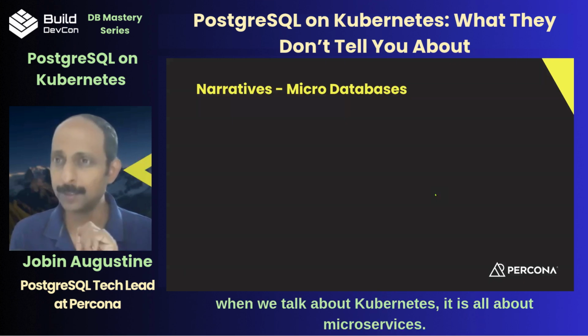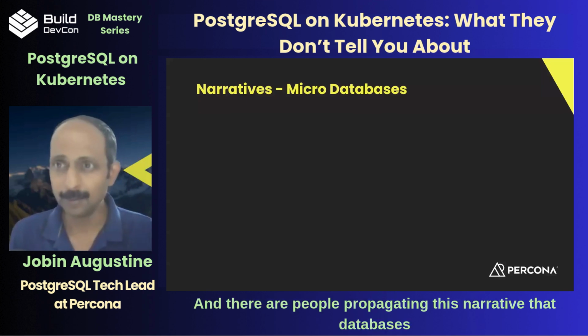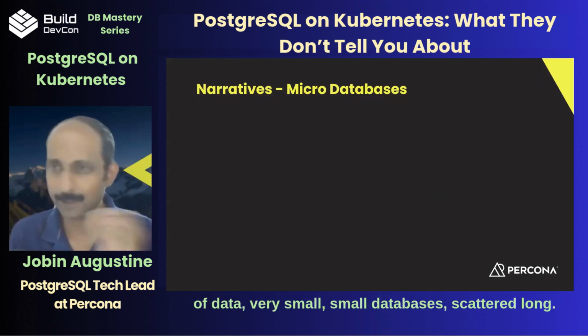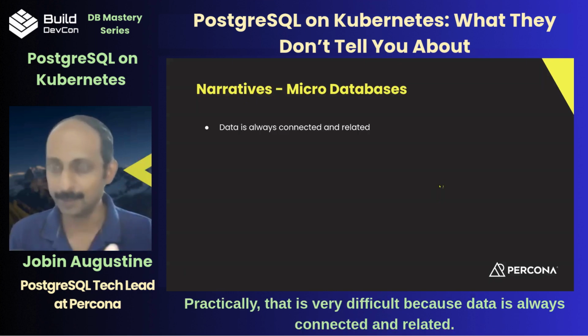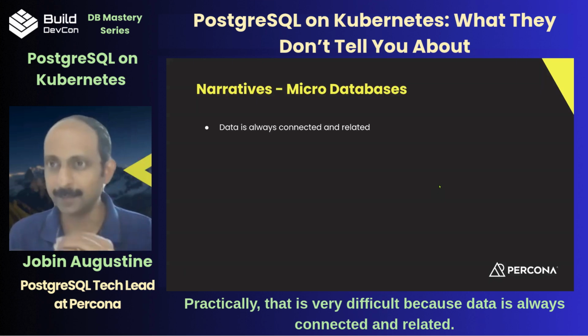When we talk about Kubernetes, it is all about microservices. That's how the thing started. And there are people propagating this narrative that databases also can be micro databases, handling only a limited set of data, very small databases scattered along. But that is very difficult. Practically, that is very difficult because data is always connected and related.